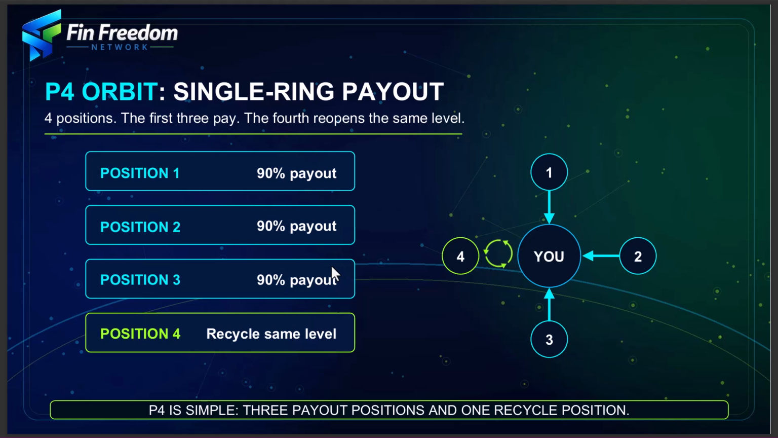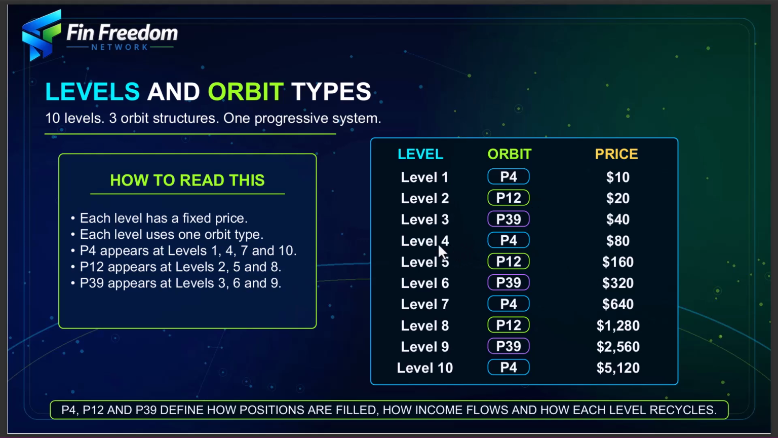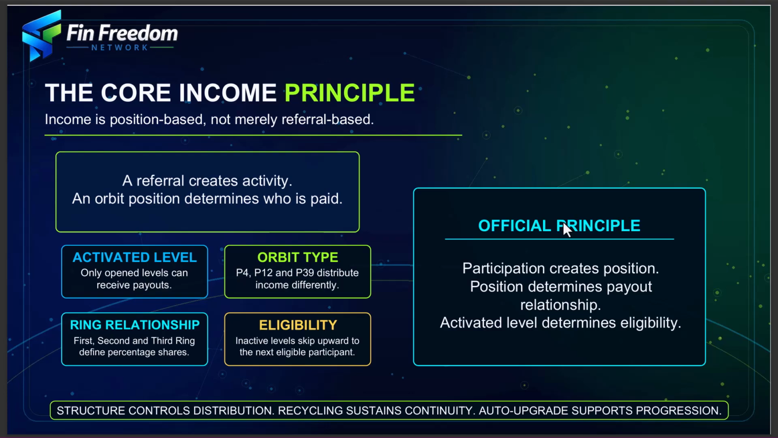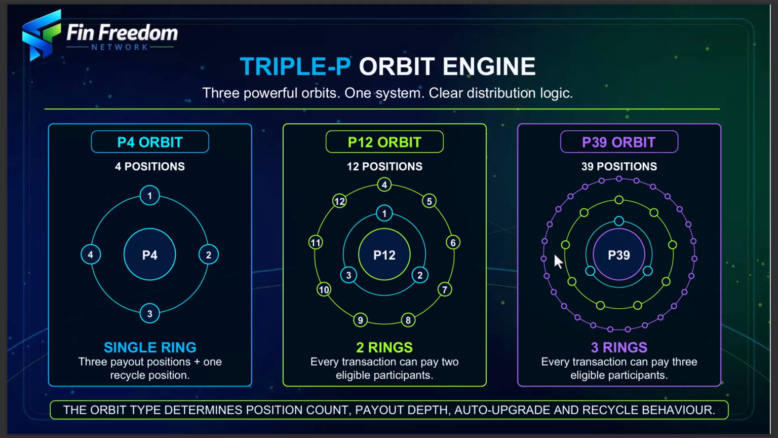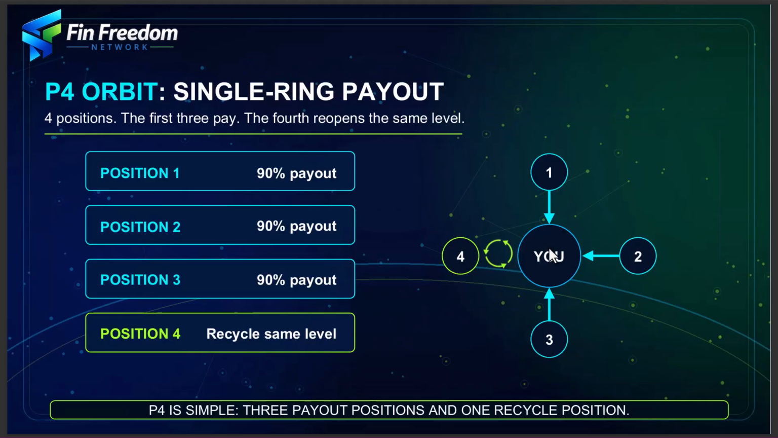So the question somebody wants to ask me is, where is the 10% of the $10 going to? Why is it 90%? So instead of receiving $10 here, I'm receiving $9, $9, $9. If this is level 4, level 4 is how much? Level 4 is $80. What that means is that you are going to receive $80 for each of these positions. Instead of receiving $80, you are going to receive 90% of $80.